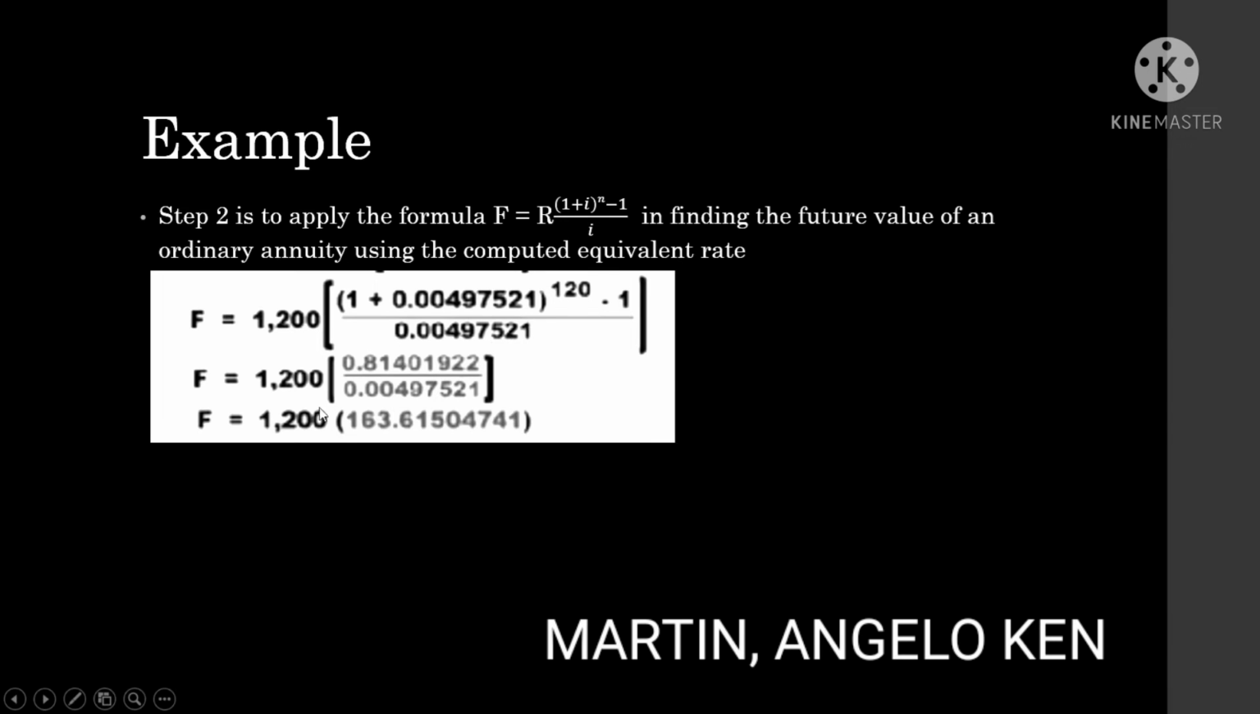Where I is 0.004975. Answer this, and we will get F equals 1200 times 0.81981401922 over 0.004975. Answer that as well, then we will get the final answer. F equals 1200 times 163.6115. Therefore, Andrew Maguire's final fund is this.